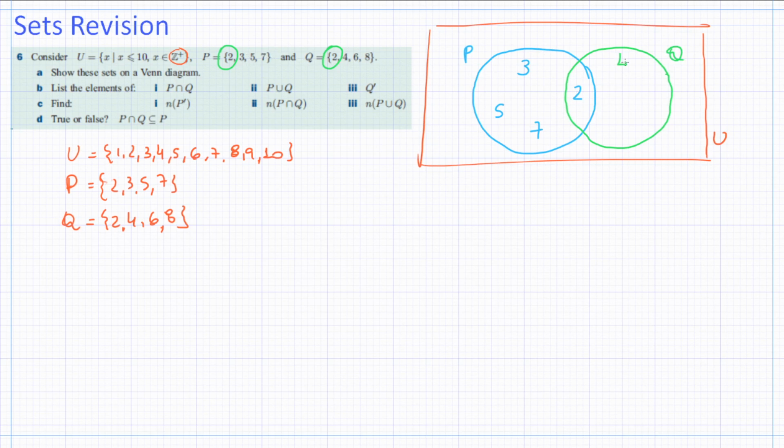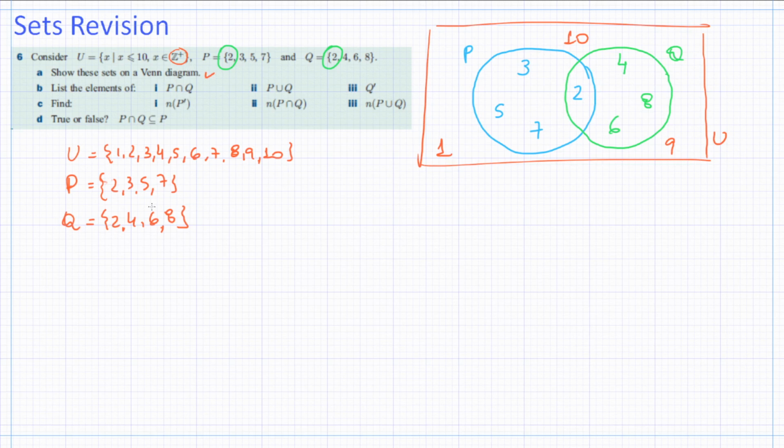What else do I have on set Q? 4, 6, and 8. Well, I'm just missing now what's left on my universal set. So what are the positive integers up to 10 which are in neither of those sets? So 1, 9, and 10. And that's it. So, do we have all numbers up to 10? 1, 2, 3, 4, 5, 6, 7, 8, 9, 10. There you go. So, Venn diagram, done.